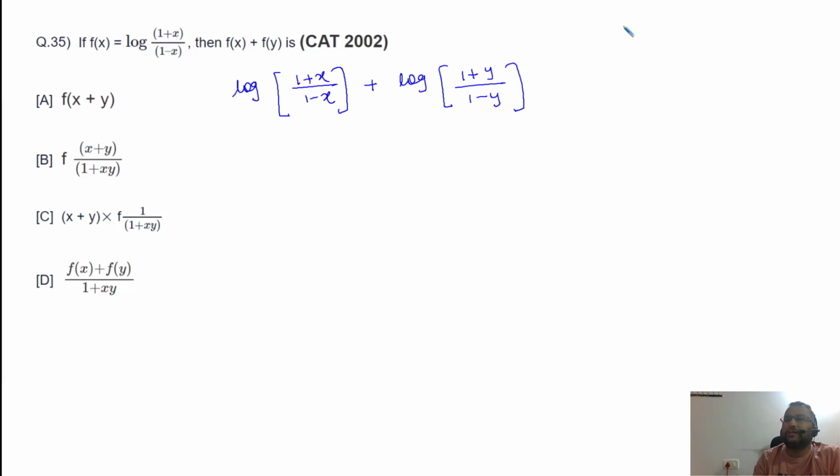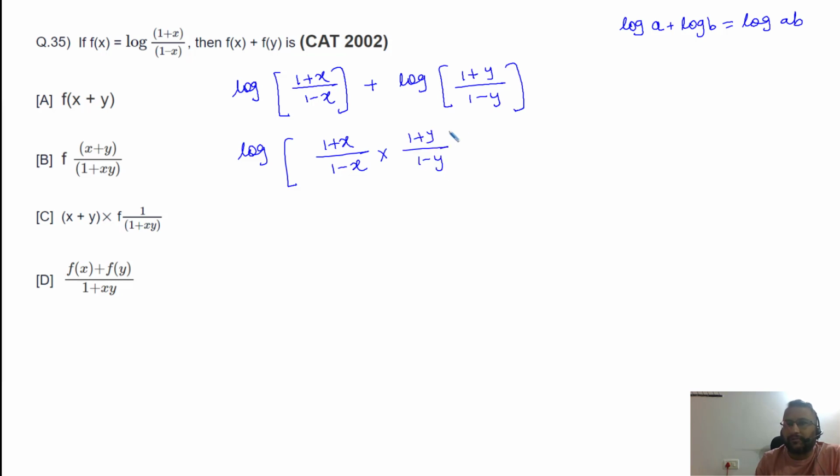So now the property is, if the bases are same, log of a plus log of b is equal to log of a into b. This is the property that we are going to use. So this is going to be log of 1 plus x divided by 1 minus x multiplied with 1 plus y divided by 1 minus y, everyone. So now if you look at the options, this is our answer now.